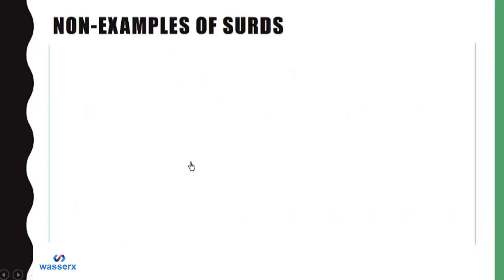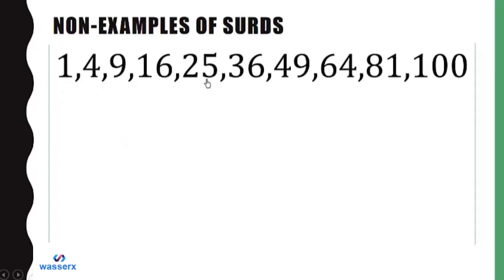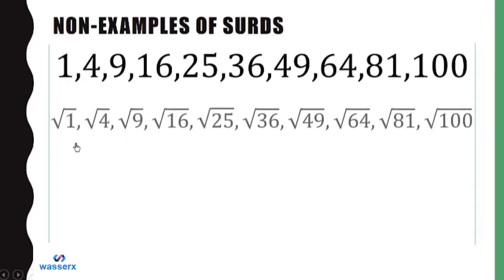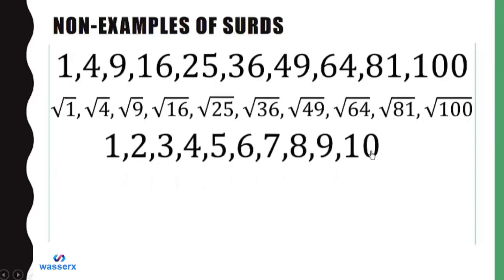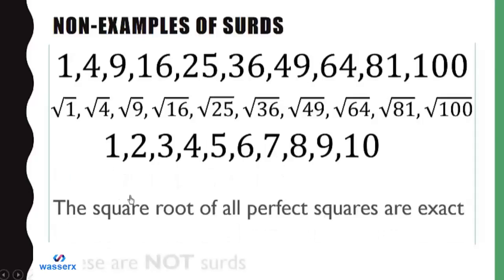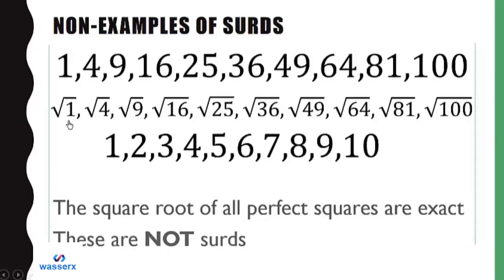But there are some numbers that are perfect squares. When we take their square roots, we get exact values. So these are not surds. All these are not examples of surds.